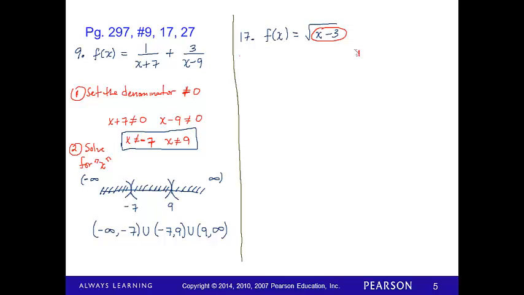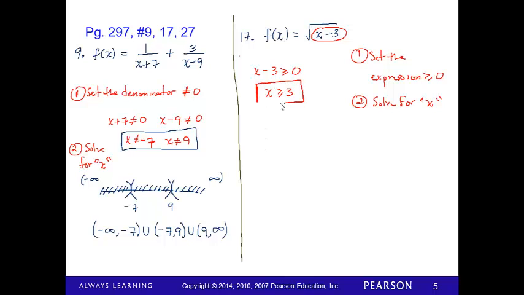So set the expression greater than or equal to 0. And then step 2 would be to solve for x. So x minus 3 is greater than or equal to 0, which means x is greater than or equal to 3. So the domain consists of all x's that are greater than or equal to 3.